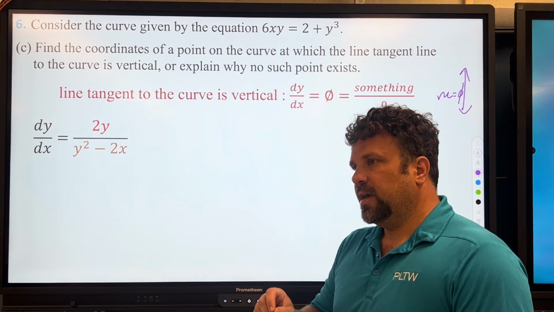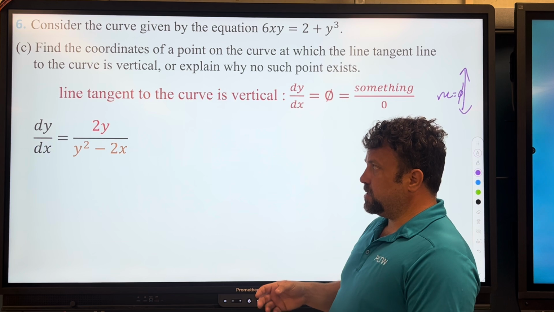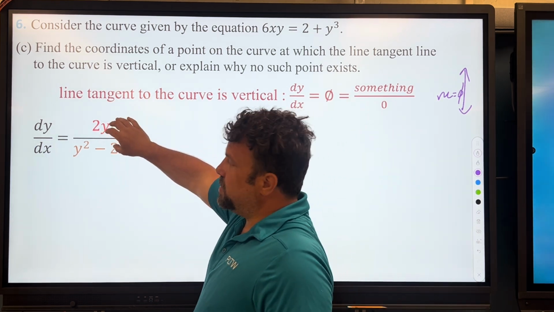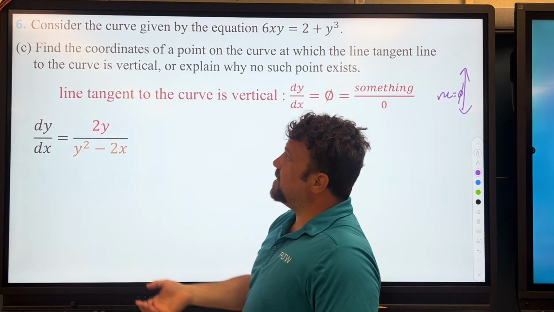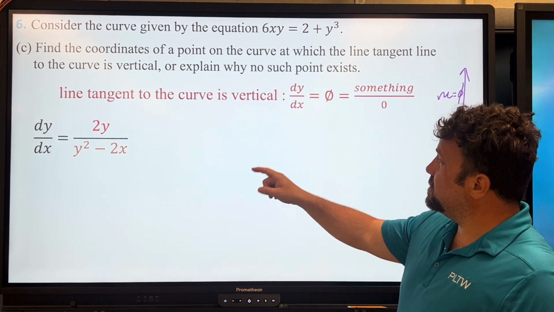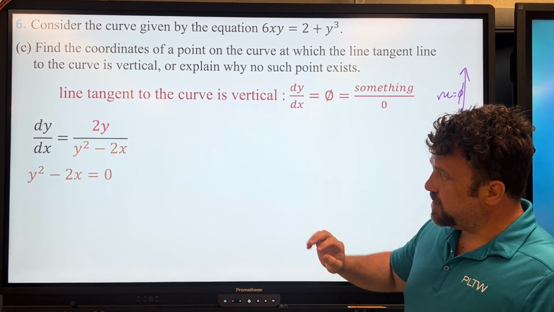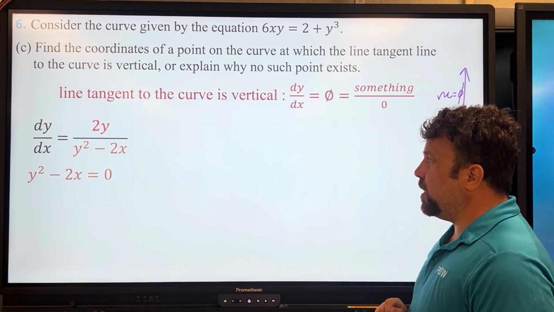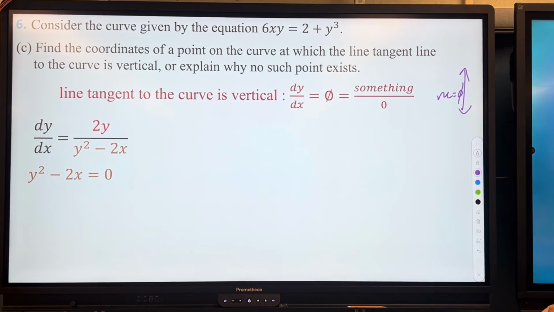Now here's the key. You have to reduce it first, because if you can cancel out anything from the numerator and the denominator, that's actually going to give you a hole. So that's a little bit different. But what we're going to do now is just set the bottom equal to 0 because nothing can cancel out. So y squared minus 2x equals 0.